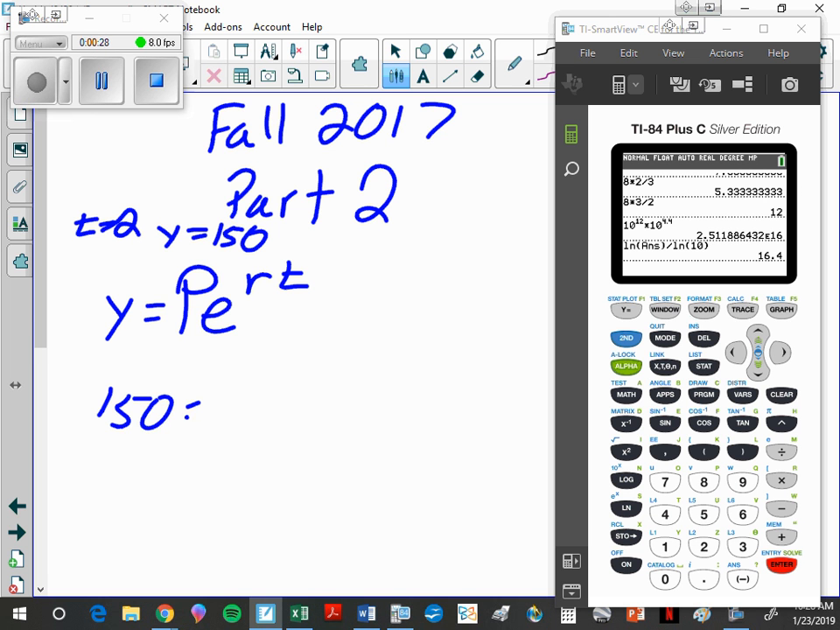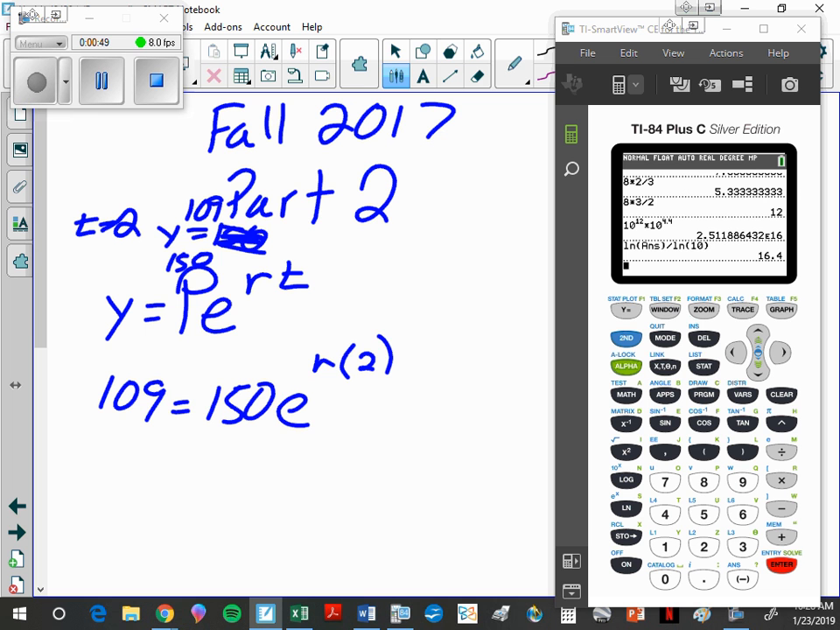So 150 is equal to... oh no, wait a minute. Not 150, 109. Sorry, this is 109 and this is 150. So 109 is equal to 150 e to the r times 2.